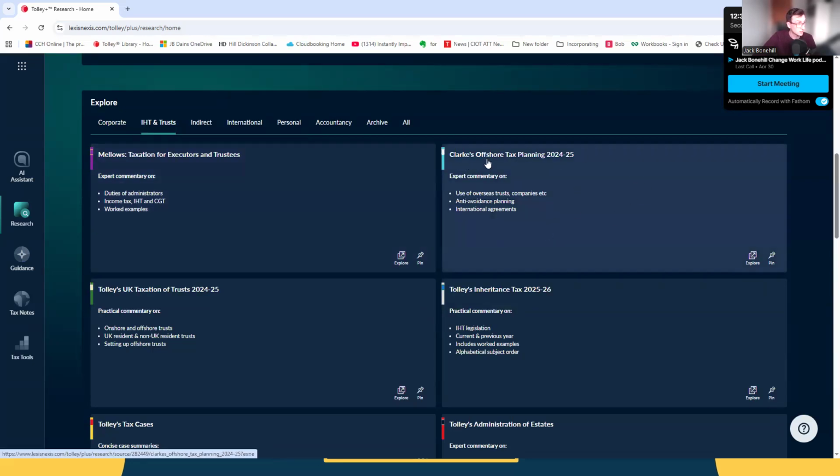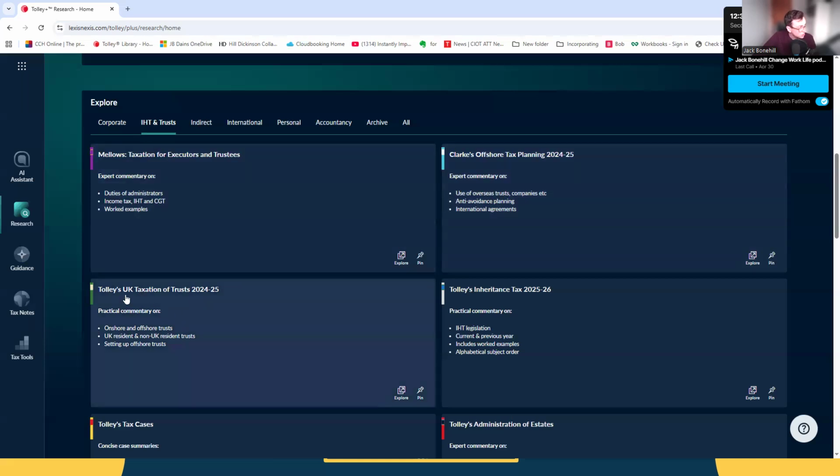This one, Offshore Tax Planning, does say here that it's got expert commentary on the use of overseas trusts, companies, etc. So I'm thinking that could be relevant, right? We have got an overseas trust in this case, so that could contain useful information that I need to get to the bottom of the tax technical of this scenario that we're dealing with.